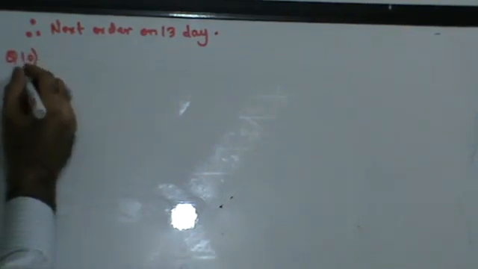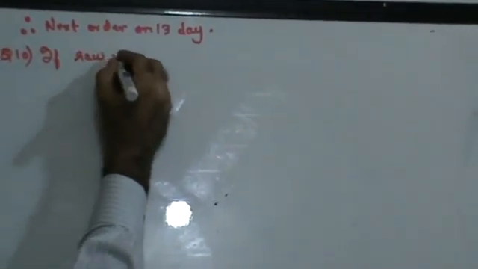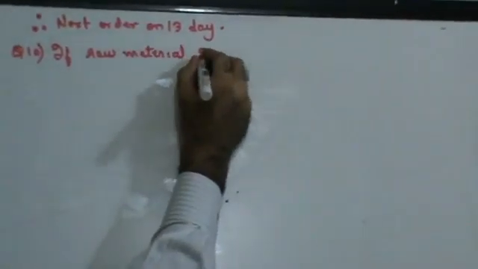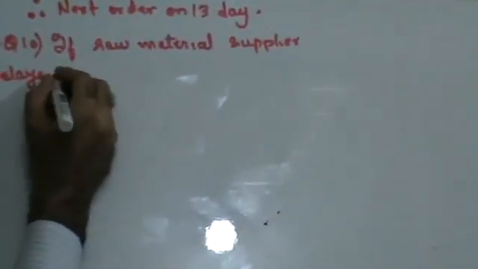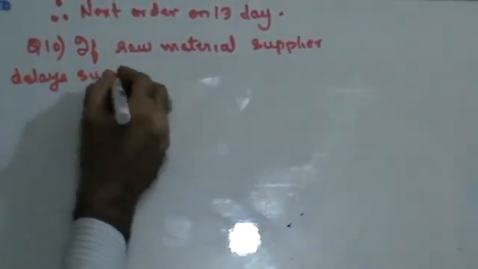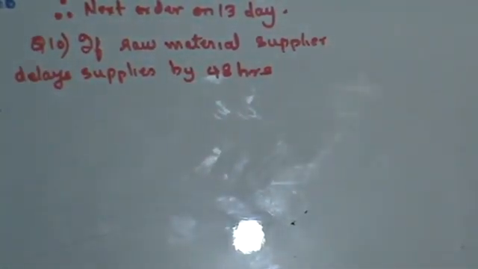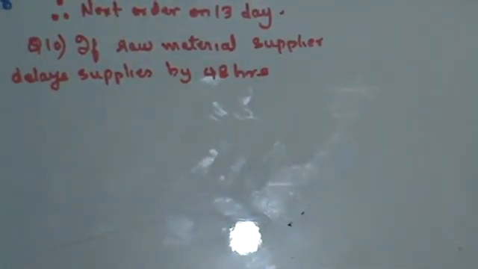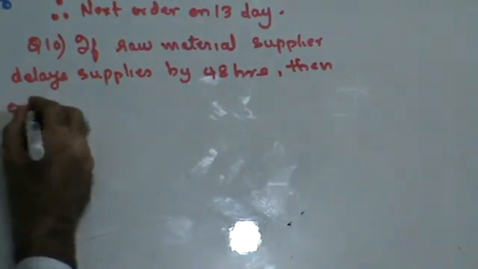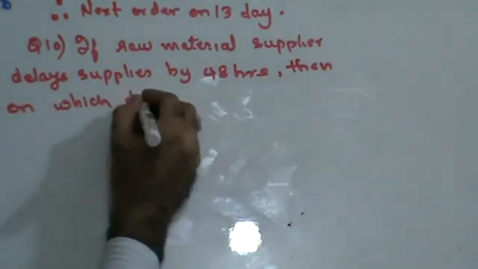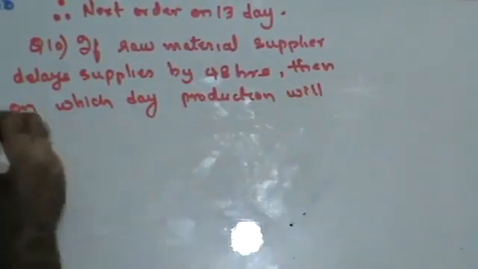If raw material supplier delays supplies by 48 hours, then on which day will production be hit?